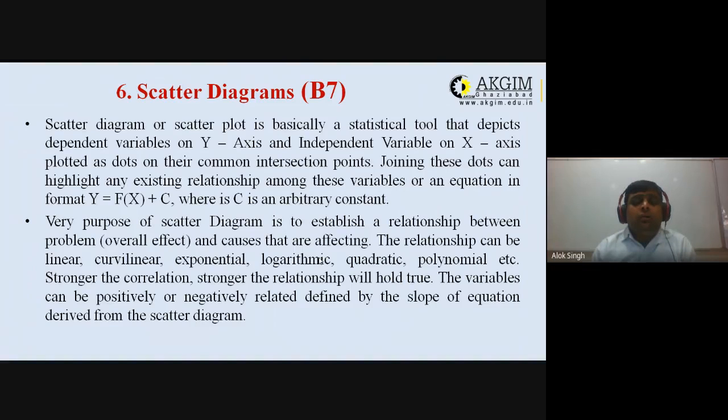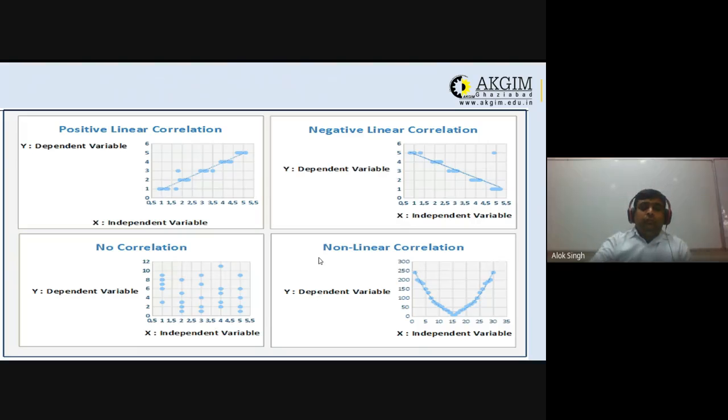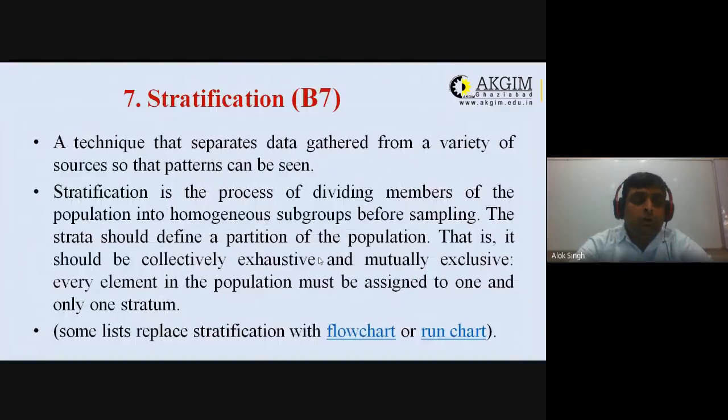The stronger the correlation, the stronger the relationship will hold true. The variables can be positively or negatively related, defined by the slope of the equation derived from the scatter diagram. So this is another important tool that you may use while dealing with quality related problems. The next and last tool of the basic 7 is stratification.